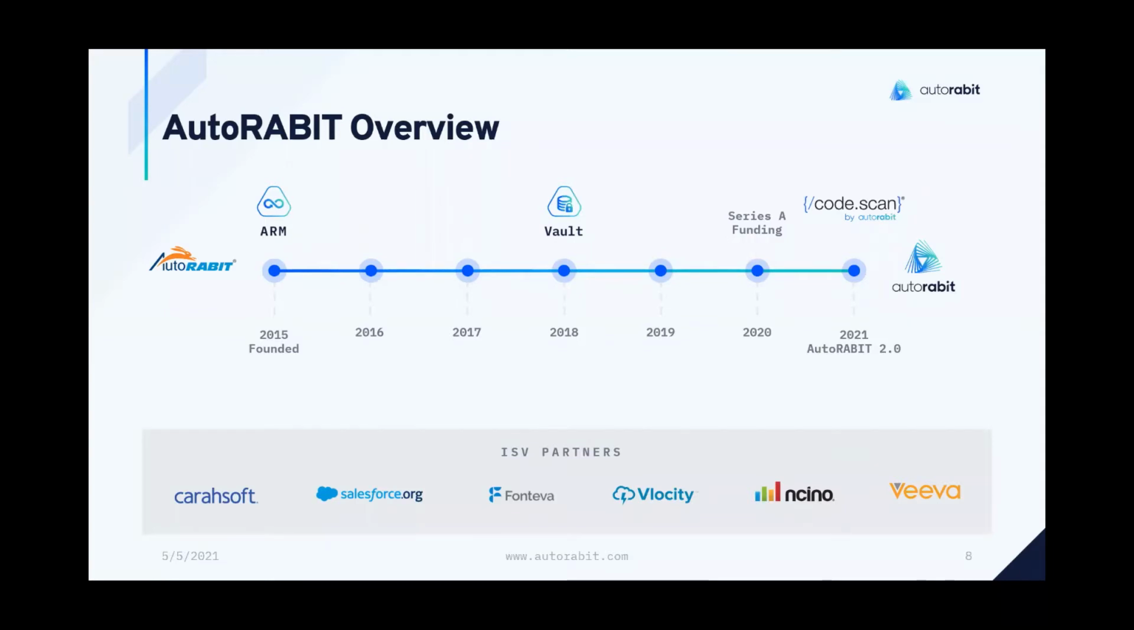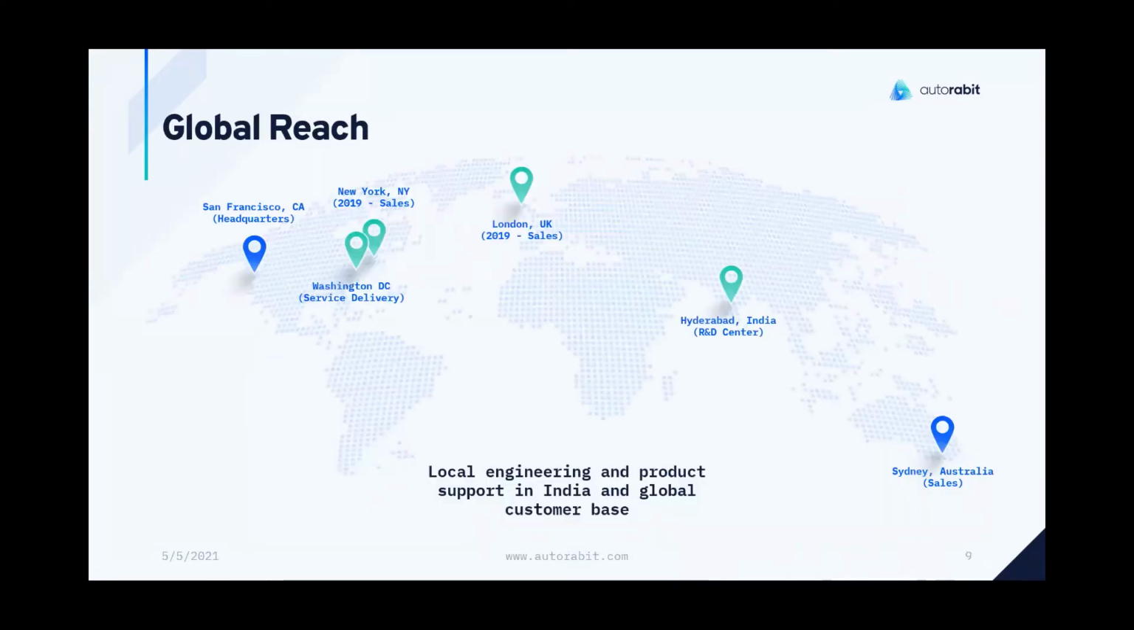And also, AutoRABIT works with a lot of ISV partners like Terrasoft, Fonteva, Velocity, Encino, Viva. We work with a lot of managed packages in the form of CPQ, Dreamhouse, so on and so forth. And we do have a global reach. Our company is remotely present during these times at various places in the globe, where our sales and marketing is primarily focused in the US. We do have offices in the UK, Australia, and the R&D center is located in India.